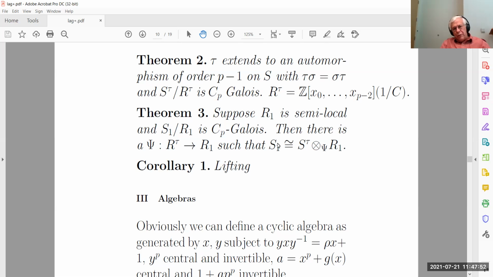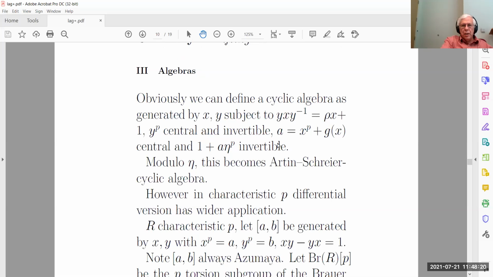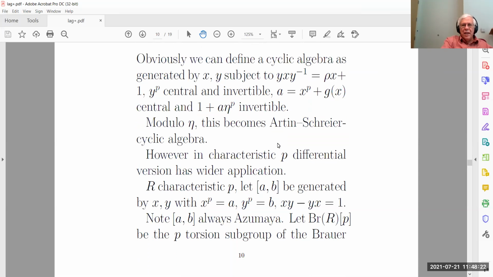And then there is a theorem, basically now without a root of unity, and for an arbitrary ring, I don't have a root of unity, and I can lift over semi-local rings. I can lift CP Galois extensions. All right, so that's the polynomial. And then, of course, without the root of unity, I can't tell you the polynomial. I can just tell you the extension.